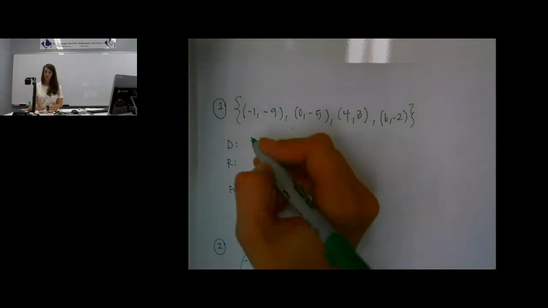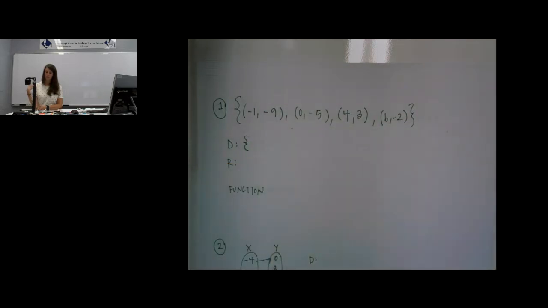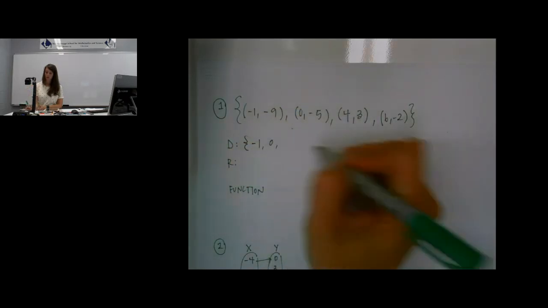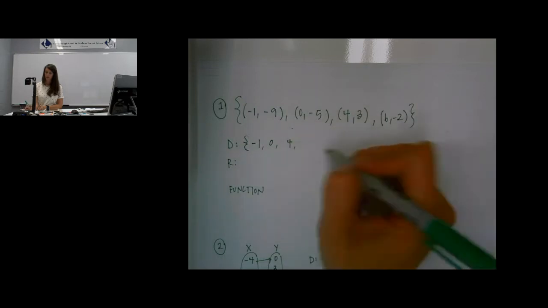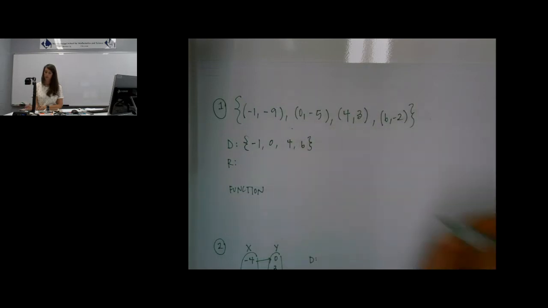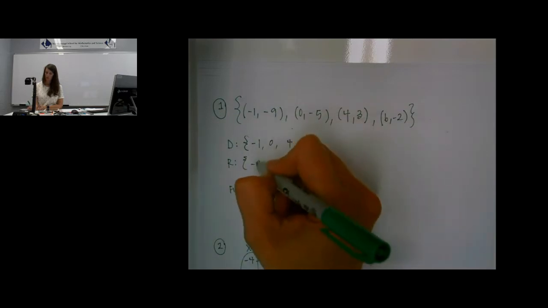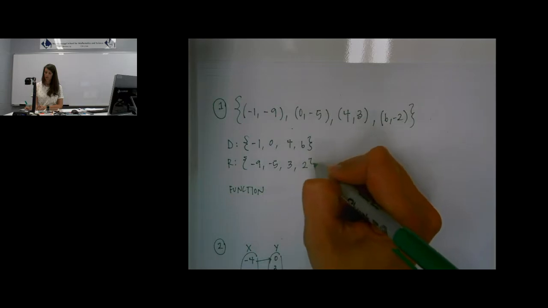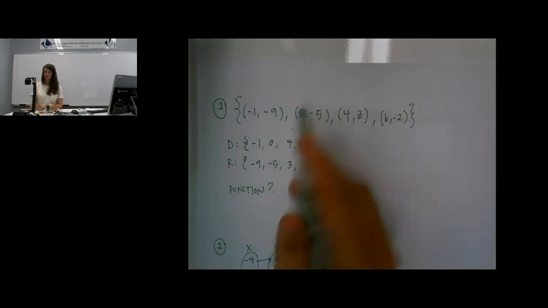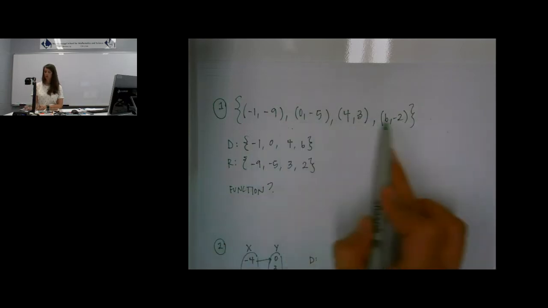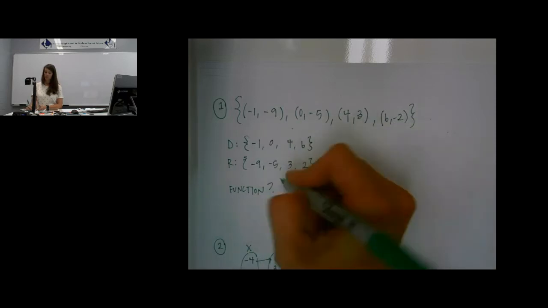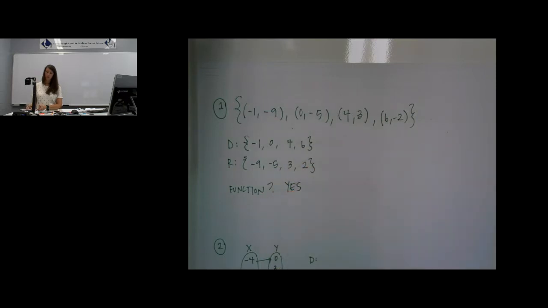So the domain is going to be all the x values. We've got -1, 0, 4, and 6. My range then is going to be -9, -5, 3, and -2. Is this a function? -1 maps to -9. There's no other one. 0 maps to -5. Every one, so this is yes. Every x value has one y value.